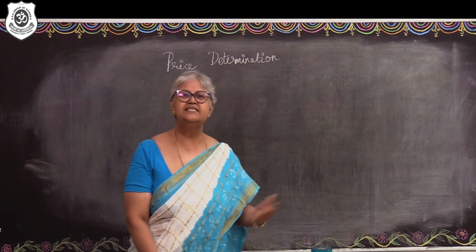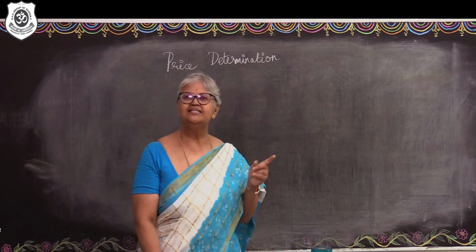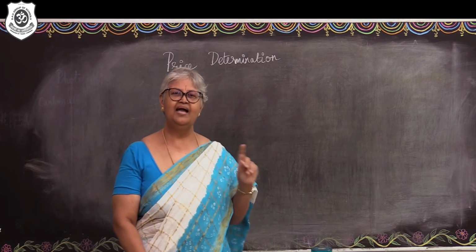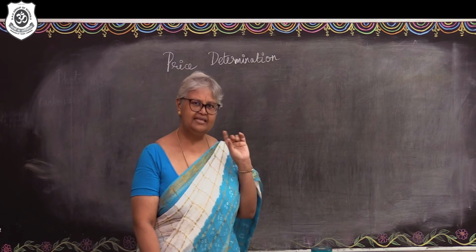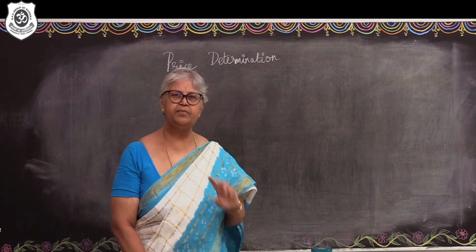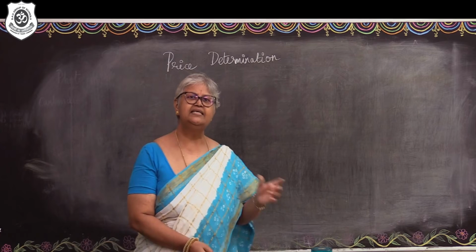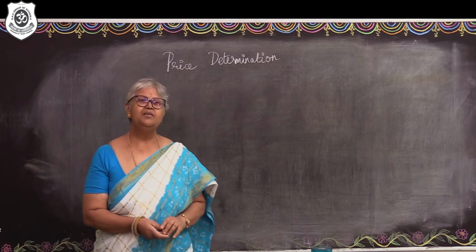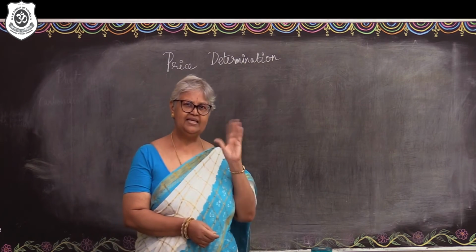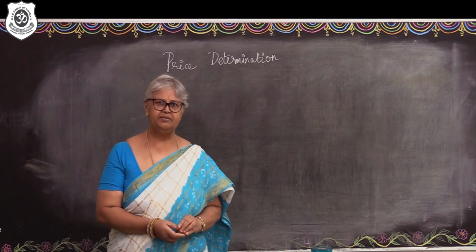In today's class, we will discuss simultaneous changes in the demand and the supply and the effect on the equilibrium price in the market. You previously understood that when the quantity demanded in the market is equal to the quantity supplied, the equilibrium price is determined.